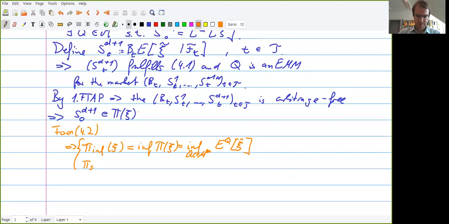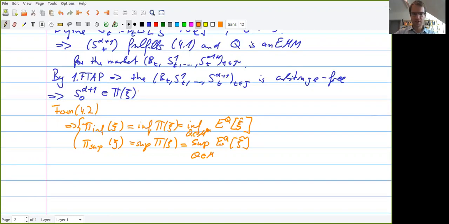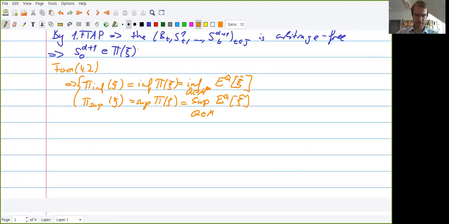And the supremum of this set is equal to the supremum, of course, sorry. Right. And these are actually well-defined finite numbers. Just a remark that nothing goes wrong here.